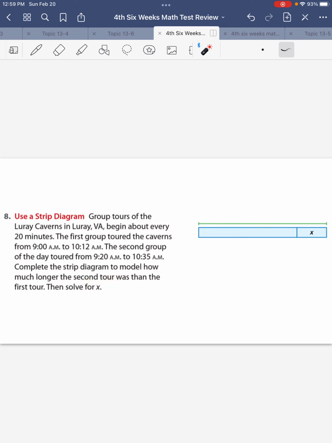Okay. So it's telling us that the first group toured from 9 a.m. to 10:12. The second group toured from 9:20 to 10:35. And it wants me to find out how much longer the second group was than the first tour. If you look for some keywords, you would see that it says how much longer, and it says than. And it's comparing two things. It's comparing the second tour and the first tour.